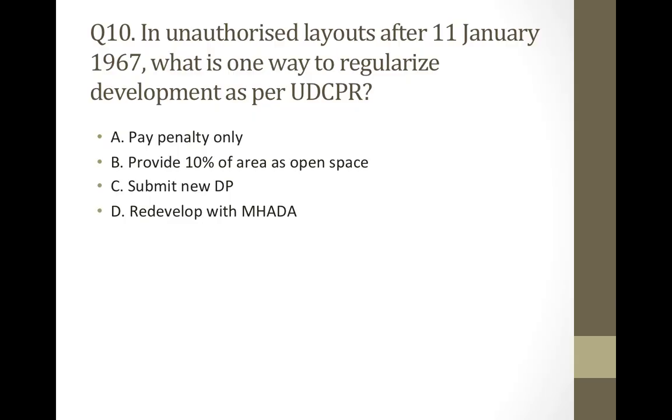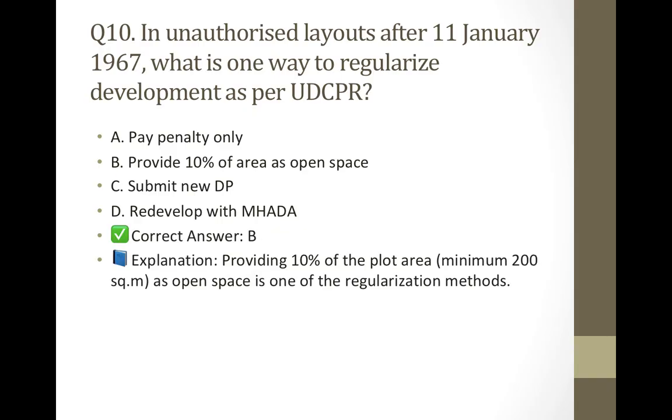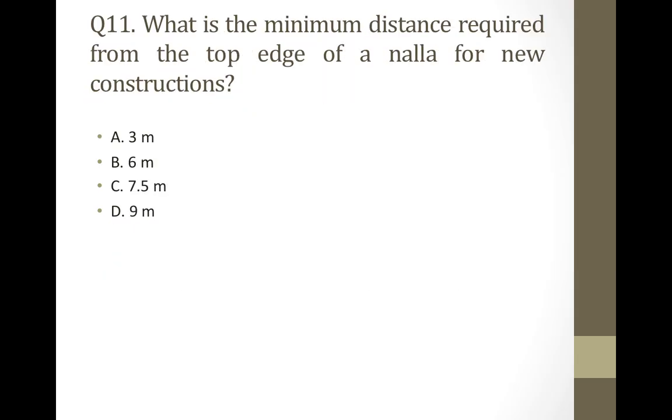Question 10, in unauthorized layouts after 11th January 1967, what is one way to regularize development as per UDCPR? Option A, pay penalty only. Option B, provide 10% of area as open space. Option C, submit new DP. And option D, redevelop with MADA. So correct answer is option B, that providing 10% of the plot area, minimum 200 square meter, as an open space is one of the regularization methods.